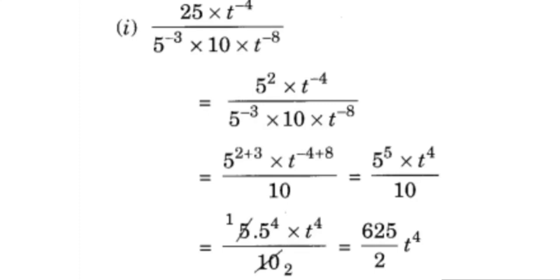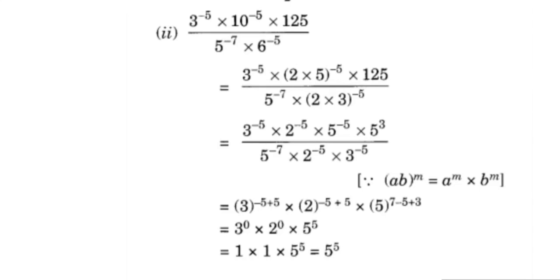So it will come 5 and power is 2 minus minus 3, into t, power will come minus 4 plus 8, upon 10. So this will come 5 raised to 5 into t raised to 4 upon 10. Now this 5 raised to 5 we can write 5 into 5 raised to 4 into t raised to 4 upon 10. Now 5 and 10 we can cut. So it will come 5 raised to 4, means 625, upon 2, into t raised to 4. This is the answer.